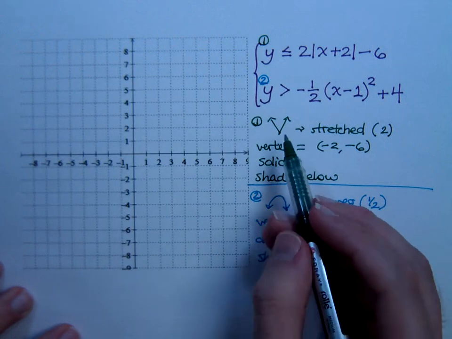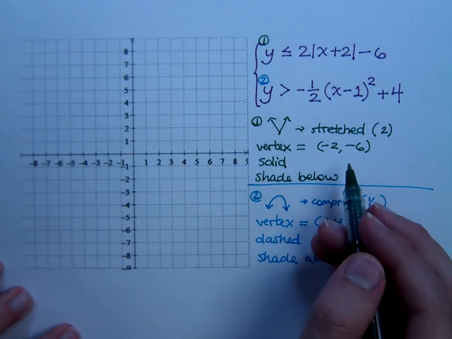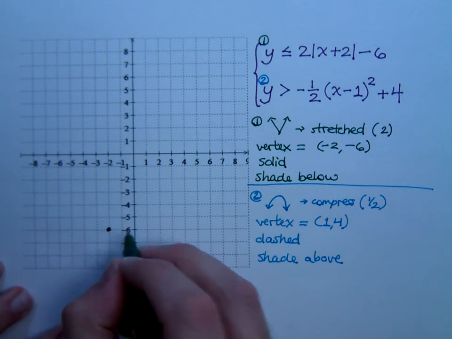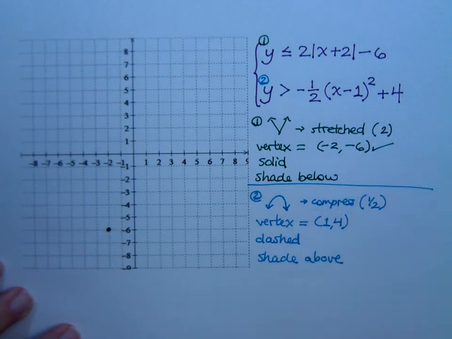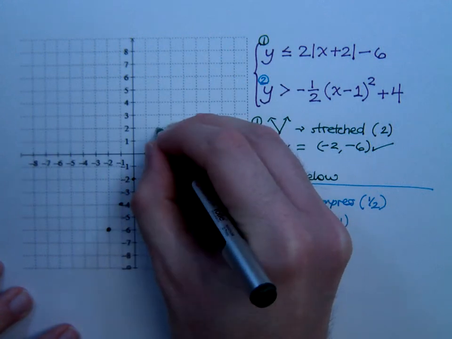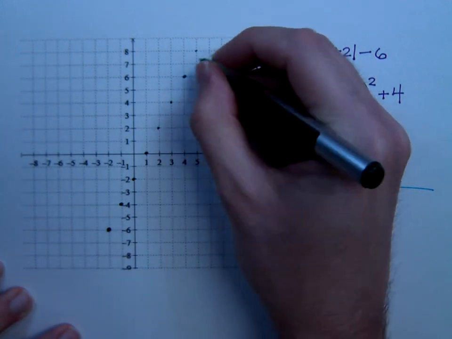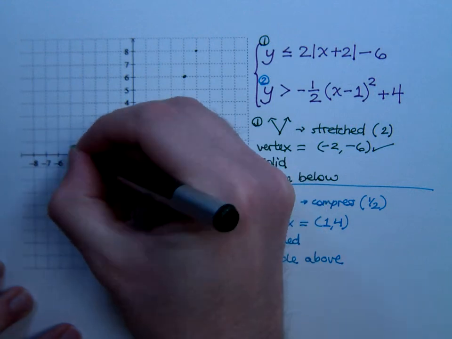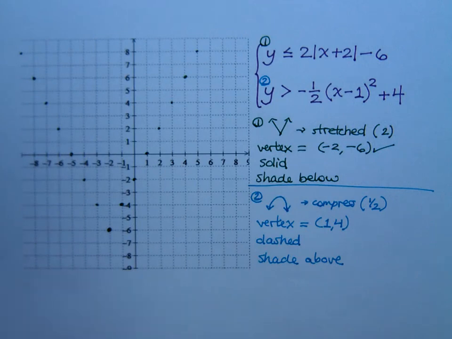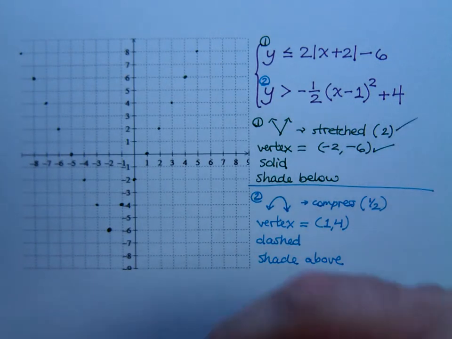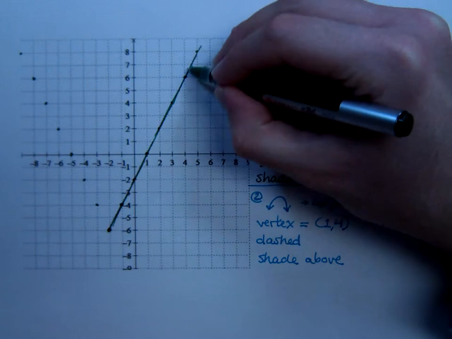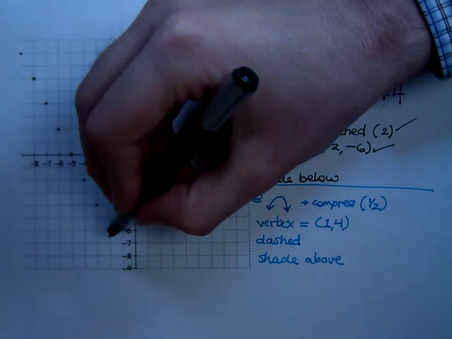All right, so let's talk about this absolute value. Vertex is -2, -6. Open or close point? Close because it's included, because it's solid. It's stretched, so it's got that slope of 2, up 2 over 1. And we go back the other way as well. All right, so I've got my shape, I've got the stretch, connect the points. And then connect it going the other way.